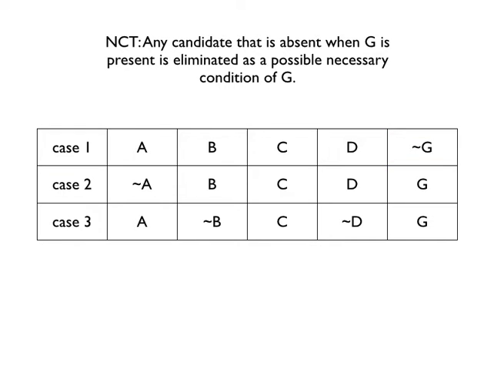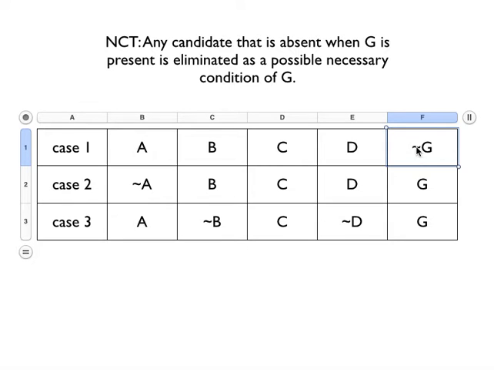So the necessary condition test says that any candidate that is absent when G is present is eliminated as a possible necessary condition of G. So the first thing to recognize is that when G is absent, we don't really care about those cases. Those cases are irrelevant. So case 1 is irrelevant to determining whether anything's a necessary condition here. What we need to look for is cases where G is present. And in cases 2 and 3, G is present. So what we have to look for in those cases is whether A, B, C, and D are absent in the case where G is present.